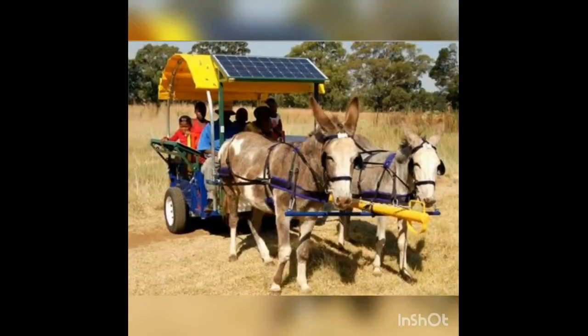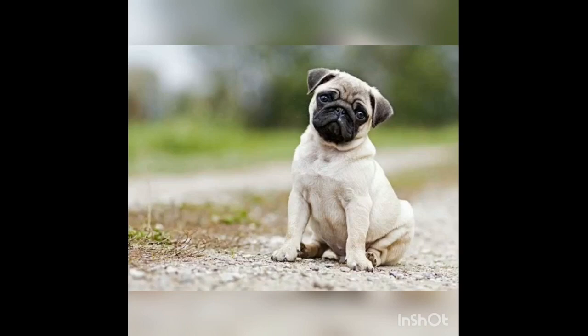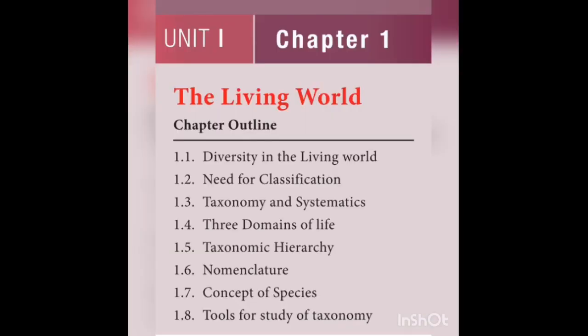Animals are used in many ways. They are used as a source of labor, in farming, as pets, and for other economic benefits. So this chapter deals with diversity in the living world, the need for classification and different types of classification, taxonomical hierarchy and nomenclature, that means naming of animals, and the taxonomical tools for studying these animals.